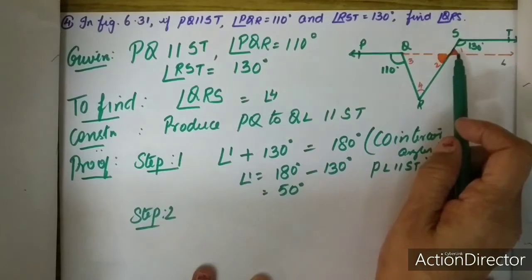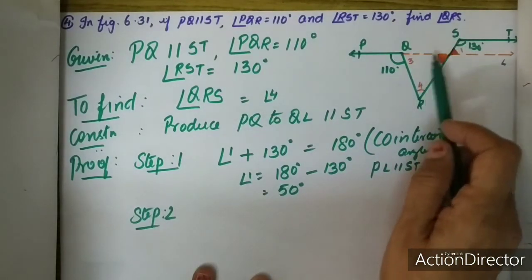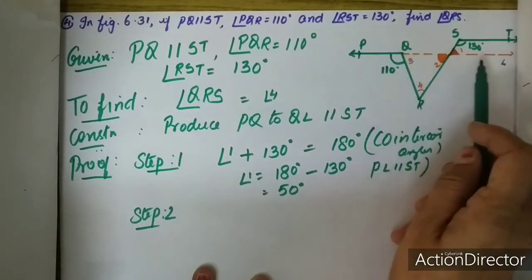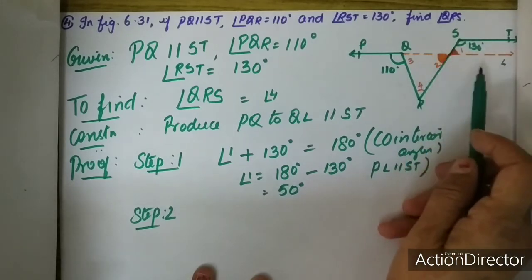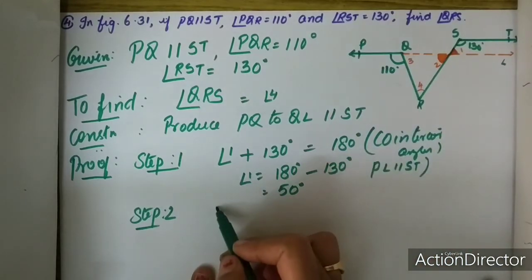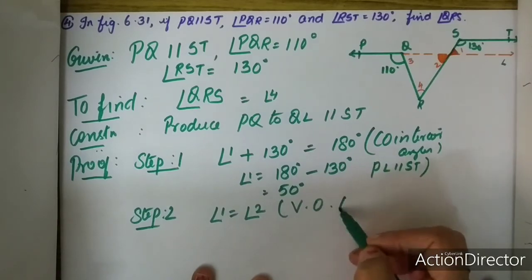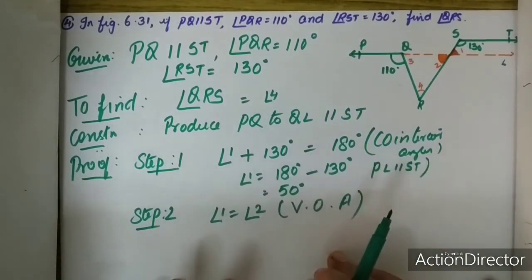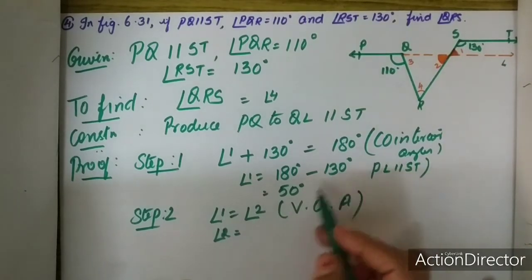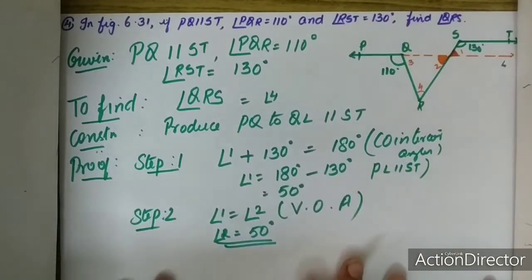If you are going to observe in the figure, angle 1 and 2 are vertically opposite angles because these two lines are crossing each other, intersecting each other. That is, line PL and line SR are intersecting each other. So vertically opposite angles will be equal. So step 2 will be angle 1 is equal to angle 2, in bracket you write vertically opposite angles. Just now we have found angle 1 as 50 degree. So angle 2 will be equal to 50 degree. So this is step 2.